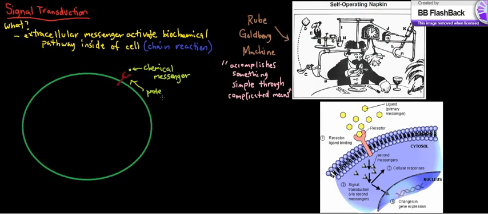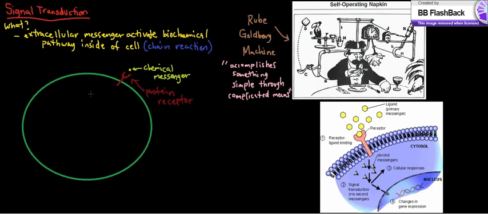You know what, let me take the appropriate color for the protein receptor. And when it binds to our protein receptor, as I said, it's going to set off a series of chain reaction biochemical pathways inside the body.